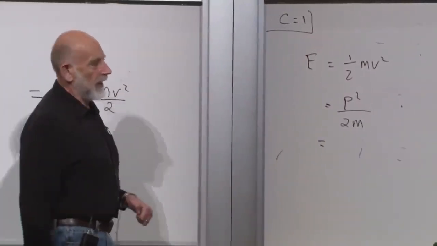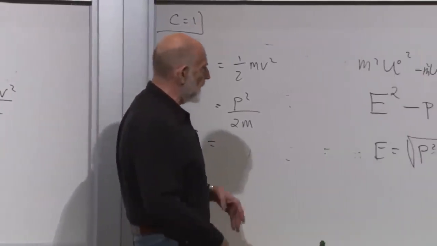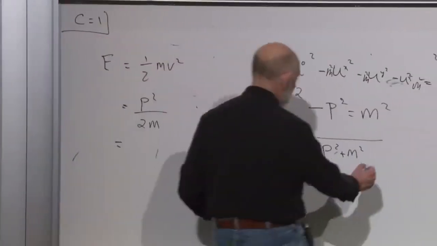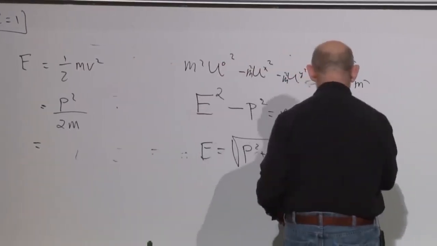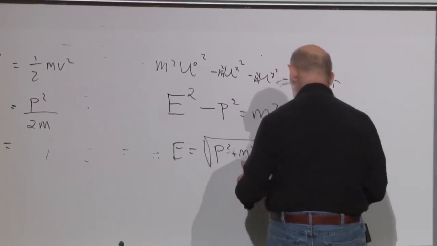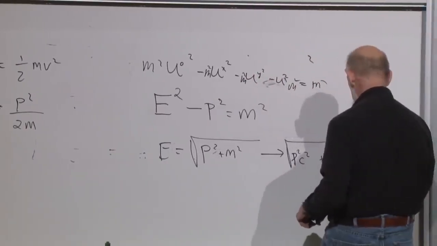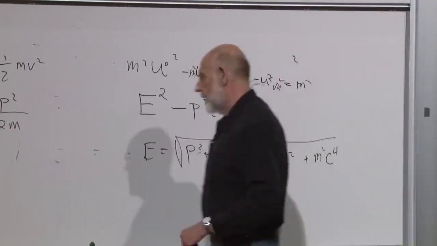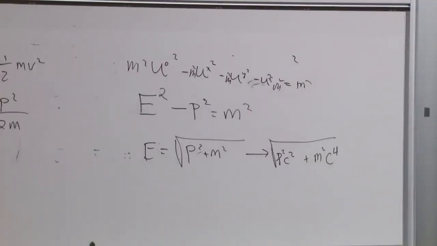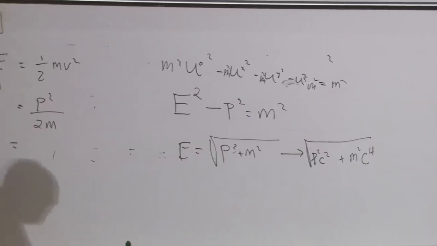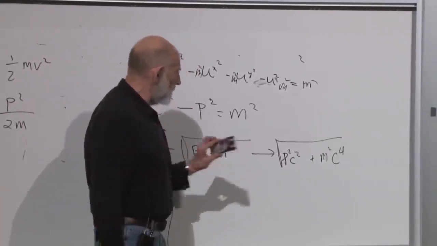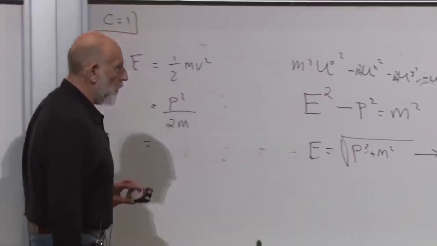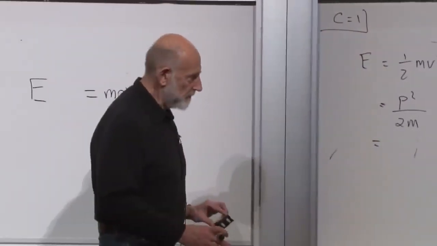Let's put back the speed of light. I'm going to leave this as an exercise for you. I'll tell you what the answer is. This is the square root of p squared becomes p squared c squared, and m squared becomes m squared c to the 4th. Check that out. It's just an exercise in getting your units straight. And there it is. That's energy in terms of the square of momentum and the mass.